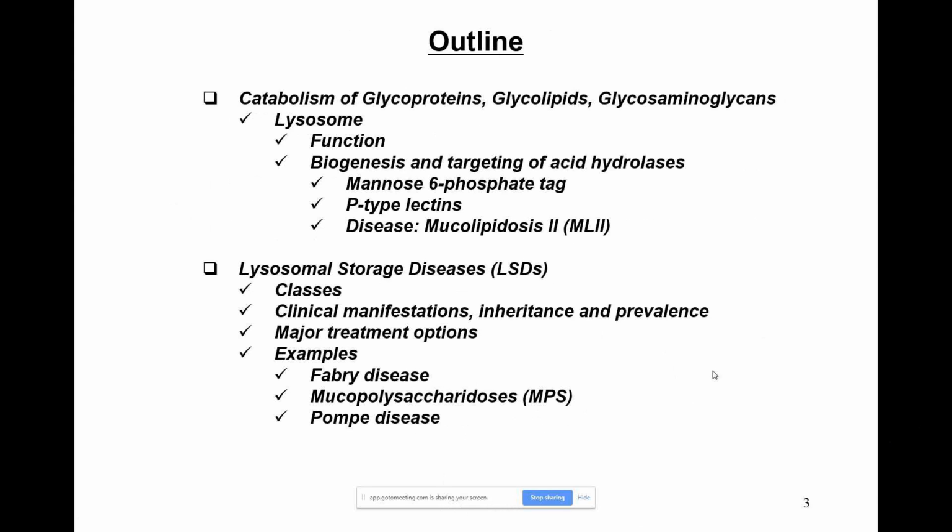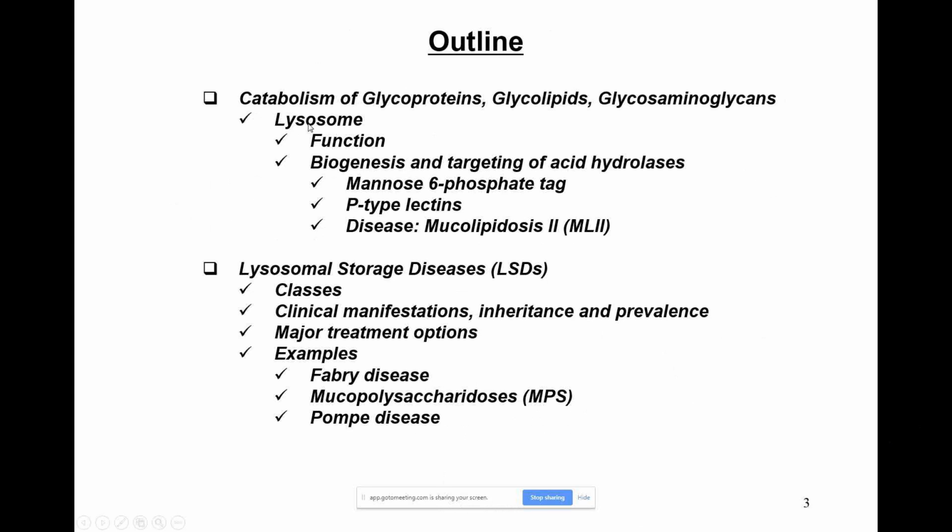Then we'll transition into looking at what happens when you have defects in the degradation or catabolism of these glycoconjugates, which results in a family of diseases called lysosomal storage diseases. We'll go over how they're classified, some of the major clinical symptoms, how they're treated, and I'll give you a few specific examples of lysosomal storage diseases that we'll go through. Okay, so that sets the stage for this session.